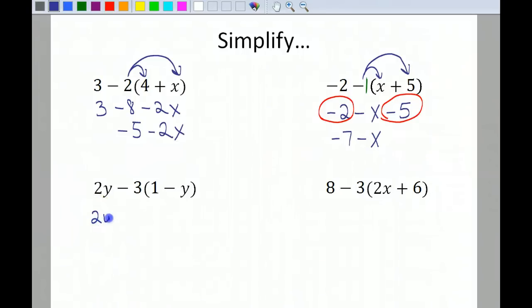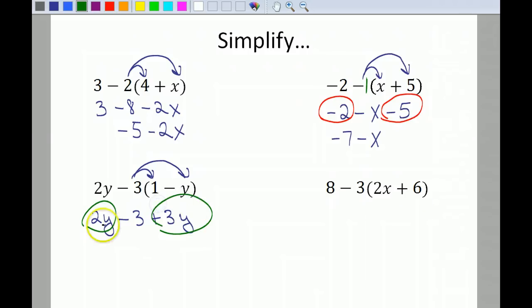Okay, so we're going to drop down our 2y. We're going to distribute our negative 3. So let's check those answers. Negative 3 times positive 1 is negative 3. Negative 3 times negative y. Negative times a negative. 2 wrongs don't make a right, but 2 negatives make a positive, so that gives me a positive 3y. Going to combine our like terms. Positive 2y, positive 3y. Signs are the same, so we're going to add. So we have 5y minus 3 for the first one.